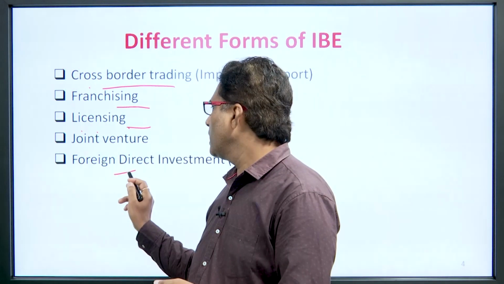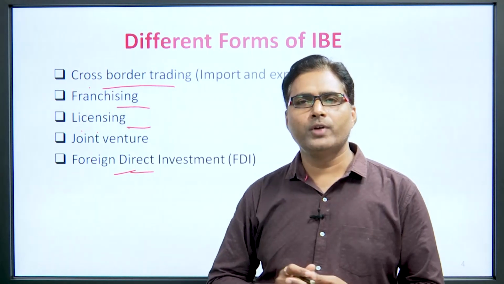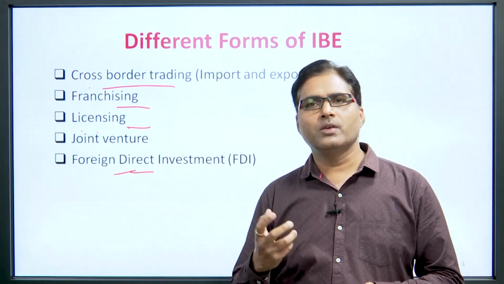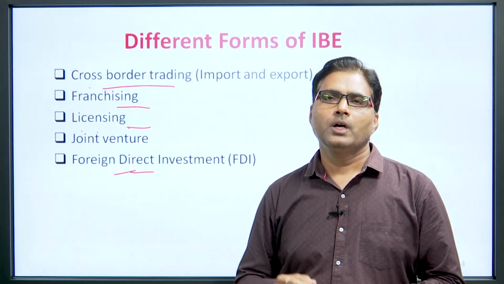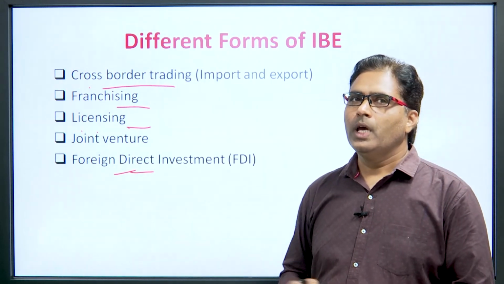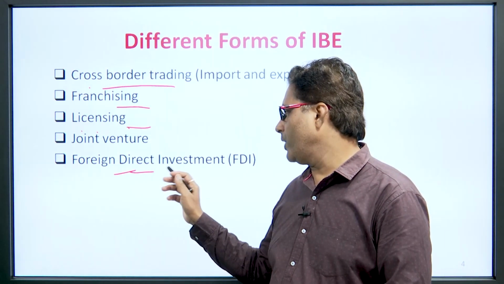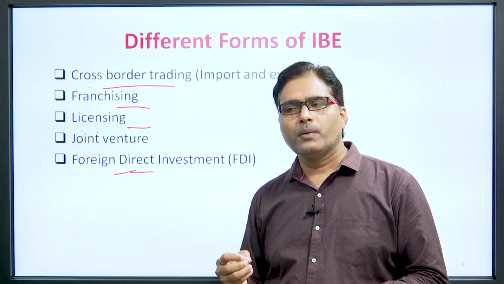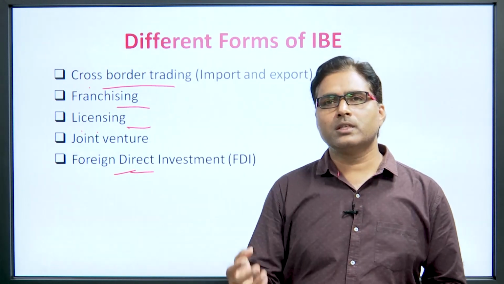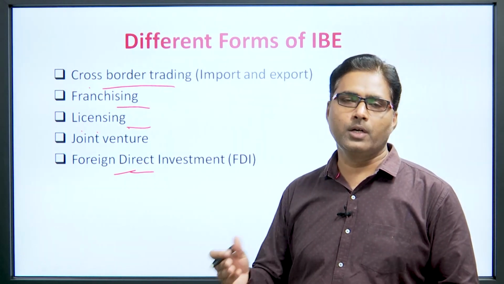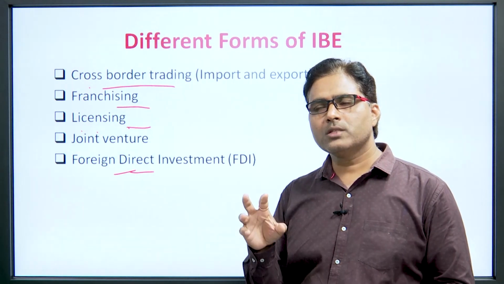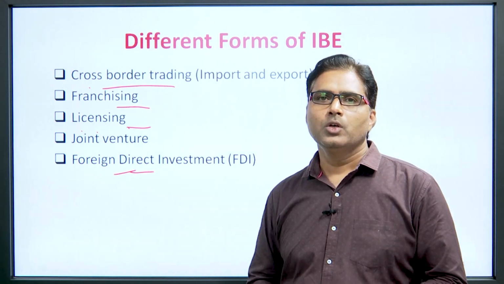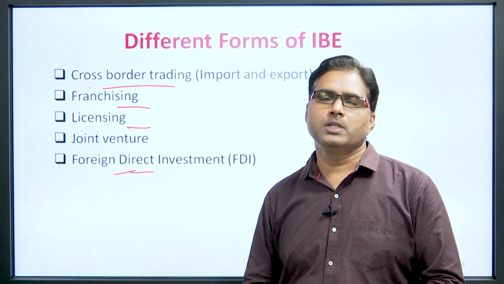And the last one is foreign direct investment, or FDI. FDI is the most expensive form of international business. In FDI, companies directly purchase stakes in another country, the host country, where they invest money, buy land, machines and so on, so as to start or run the business.